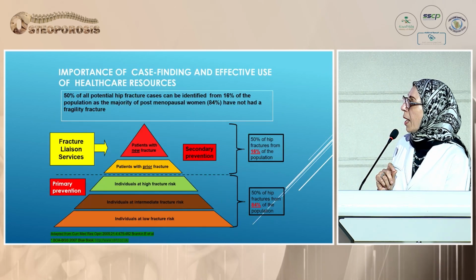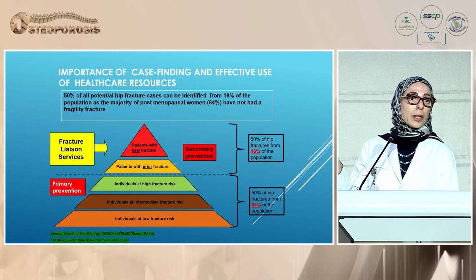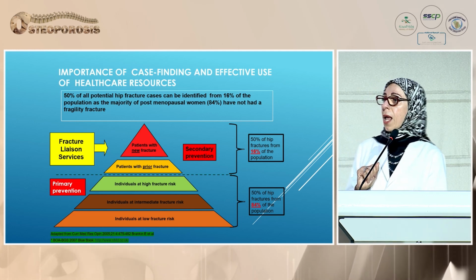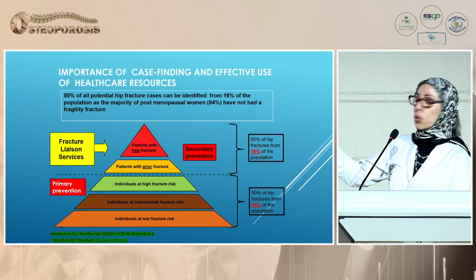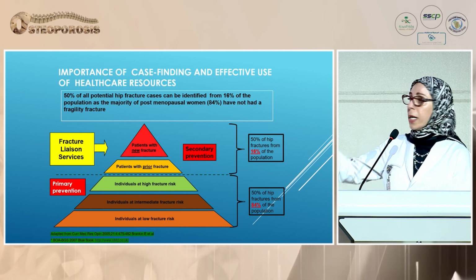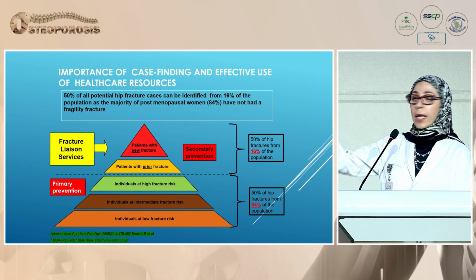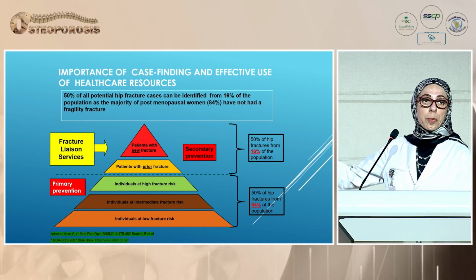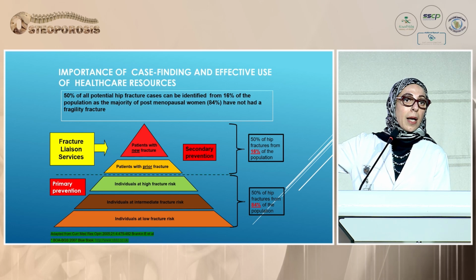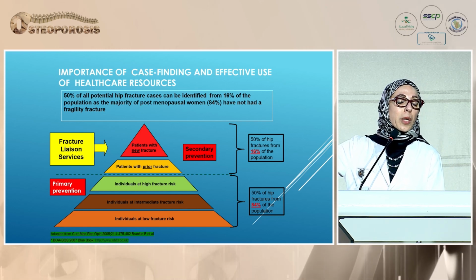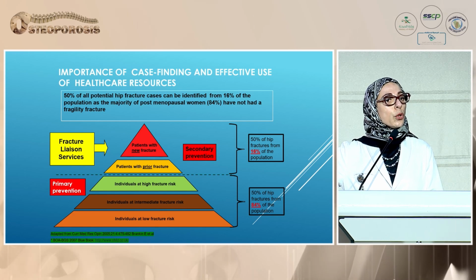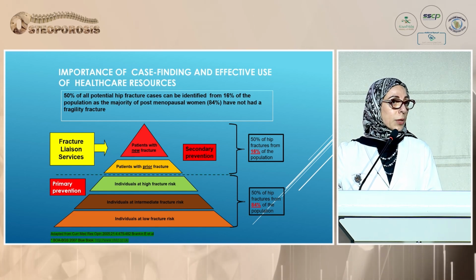And this is a famous model that is used by public health experts comparing primary prevention to secondary prevention. So in osteoporosis, in the hip fracture area, if we want to address primary prevention and address 50% of the hip fractures, we will have to screen at least 84% of the population. And this is time-consuming and not cost-effective.